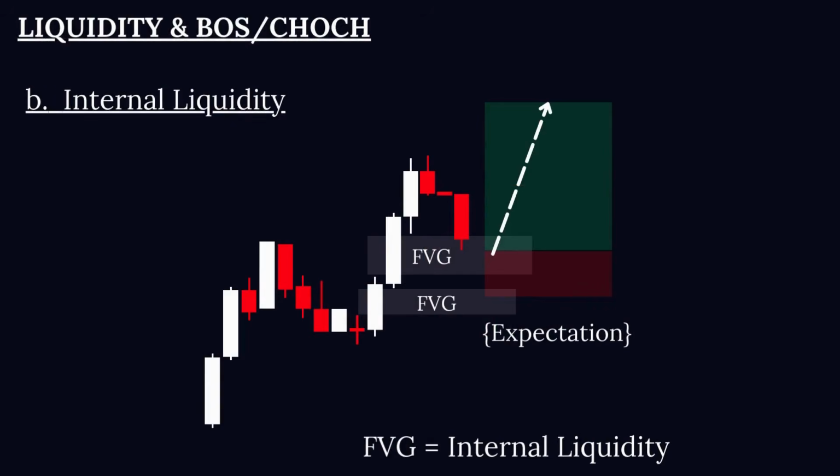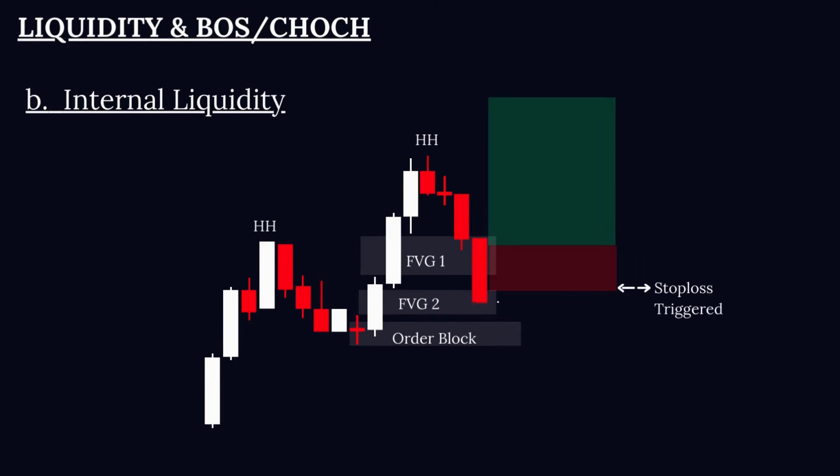For internal liquidity, instead of the market reacting immediately to a fair value gap, price intentionally completely fills that gap. This action triggers the stop losses of retail traders who trade FVGs or imbalances and expect a reaction. Only then does price move to mitigate the next key zone, such as an order block or breaker block, and from there it reacts to break structure in line with the dominant trend.